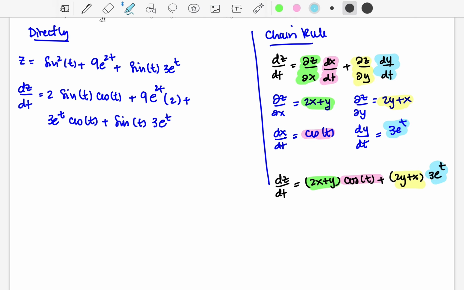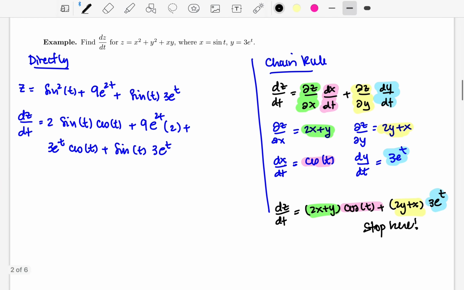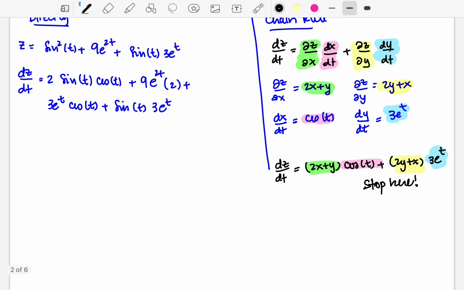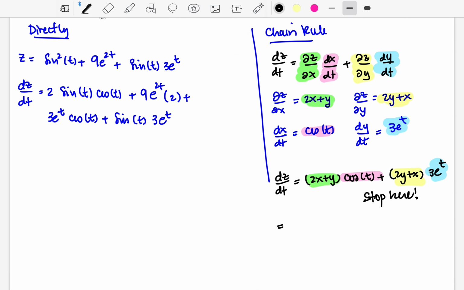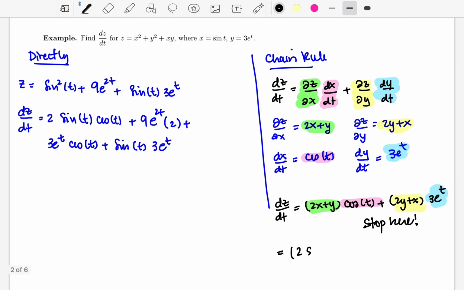And then you can stop here. This is going to be your derivative. There's no need to go back and replace x and y with sine t and 3e to the t, because we know what they are. But just so that you see that we actually get the correct answer, I'm going to go ahead and replace x and y with the definitions. So this is just to see that it works. I get 2 times, and then x is sine of t, plus 3e to the t times cosine of t.